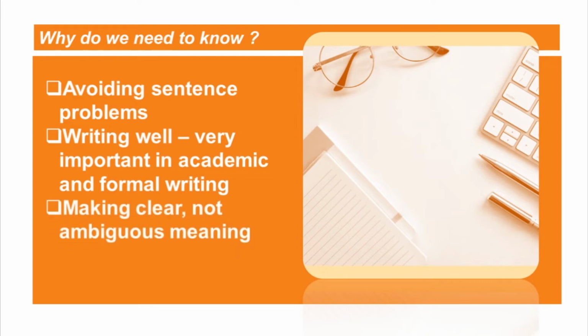And of course you want to make clear, not ambiguous meaning when you want to communicate in the academic and the formal writing manner. And of course you want to sound smart. So all of this basic knowledge will help you to check the sentences that you wrote, especially if you are a beginner in English, so that you can detect what is wrong with your sentences.